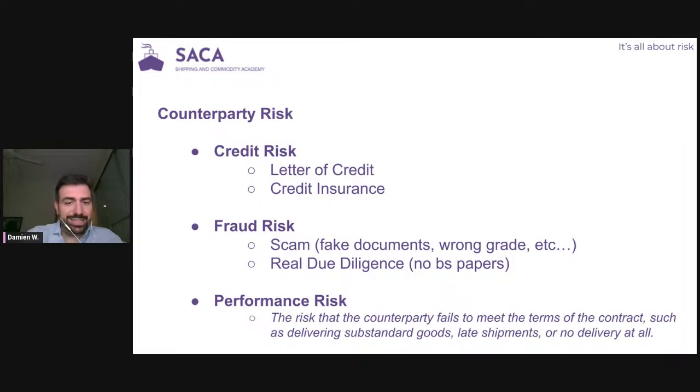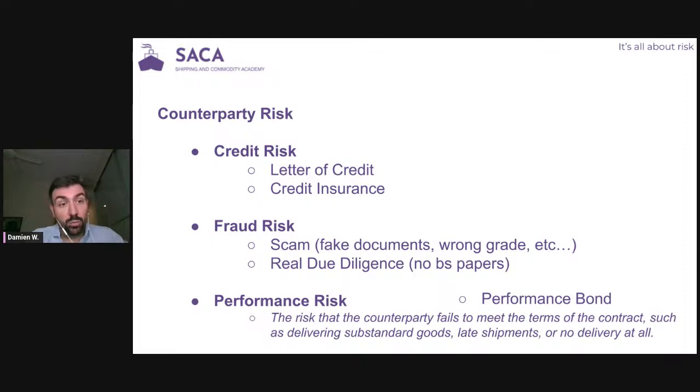Performance risk. So this is the risk that a counterparty fails to meet the terms of the contract, such as delivering substandard goods, late shipment, or not delivering at all. Okay. So performance risk is basically everything which is related to the contract, if the guy does not perform the contract.